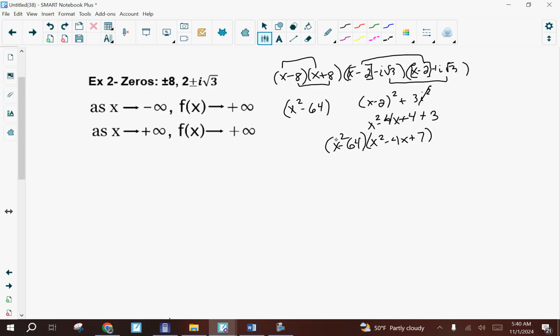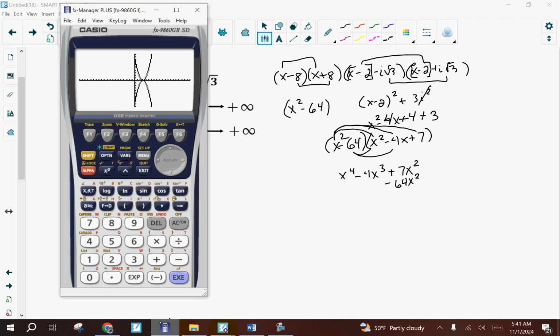Now we multiply all of this out. So that right there is x to the fourth. That gives me negative 4x to the third. That gives me plus 7x squared. And then we do negative 64x squared. Then I'm going to have to use my calculator over here.